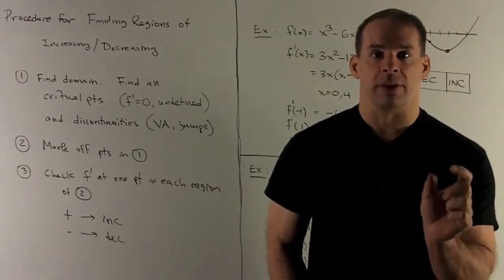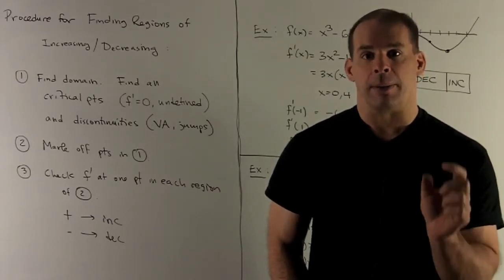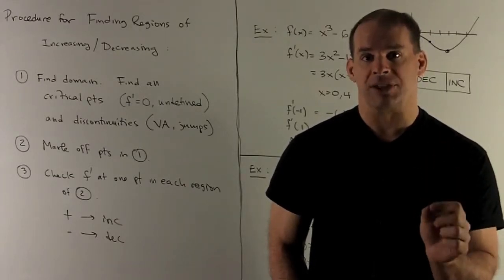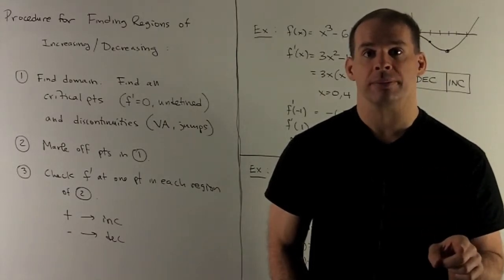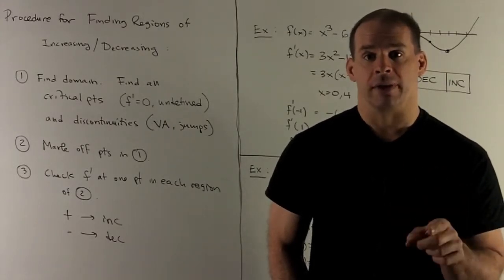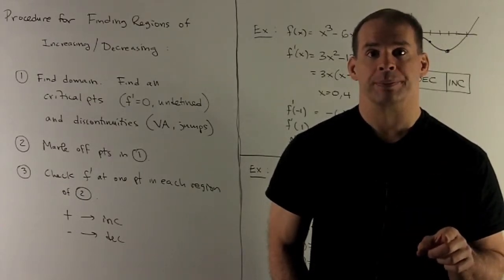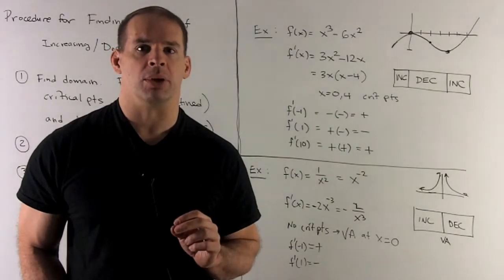Now, if I take one of these regions, I take a point in the interior, I apply the first derivative to that point. If the value is positive, then we're going to be increasing on the entire region. If the derivative is negative, we'll be decreasing on the entire region. And that's all we need to do. Let's look at some examples.